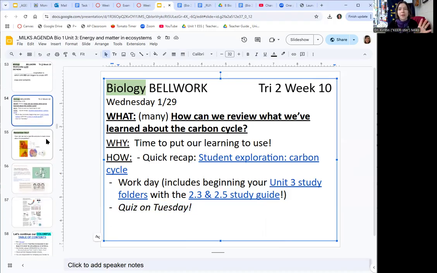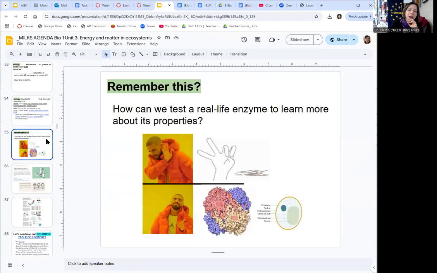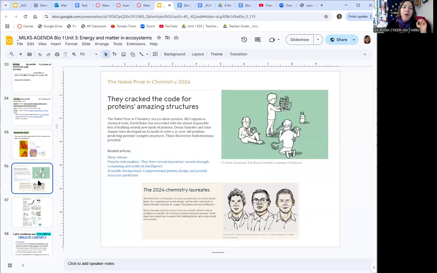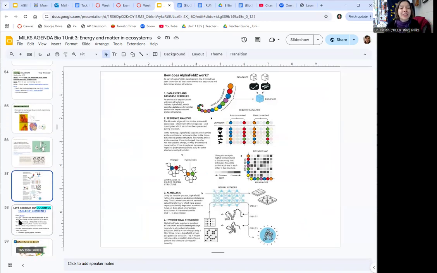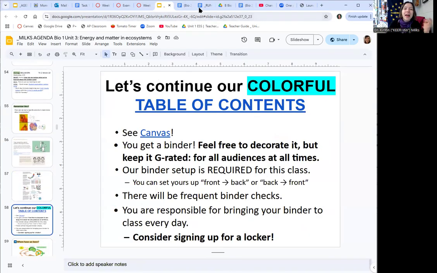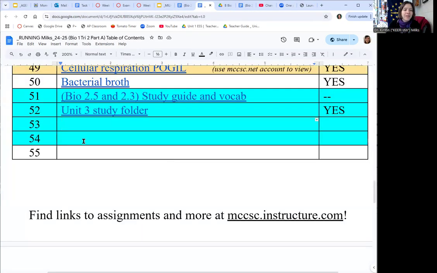So the carbon cycle round 2, as I like to think about it. By the way, do you remember how we tested a real life enzyme to learn more about its properties? And we talked about how the structure of a protein helps it do its job. That won the Nobel Prize in chemistry this school year for cracking the code for proteins' amazing structures. This idea that you could use a computer algorithm to figure out the structure of a protein is a really important one in biology.